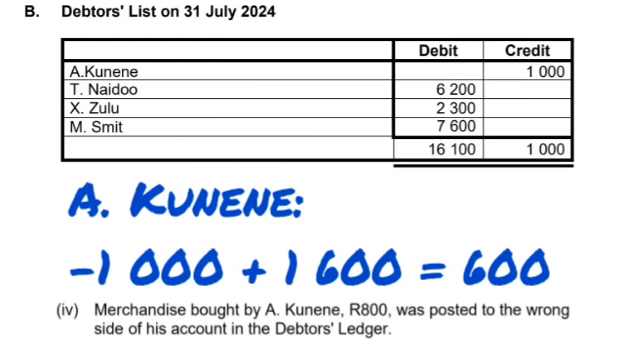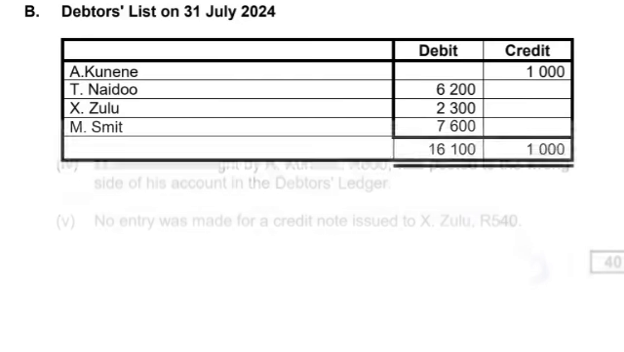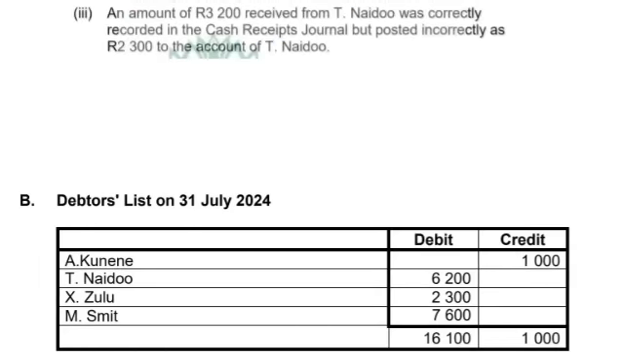What is the reason? The first 800 is going to correct the error. The second 800 is going to now be the recording that you were supposed to do in the first place.